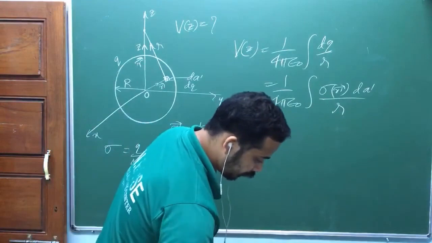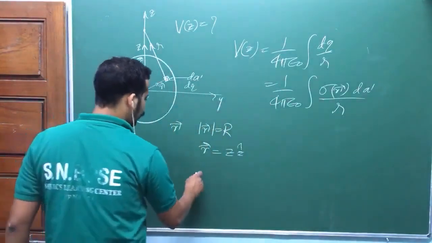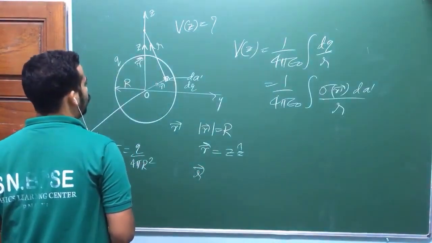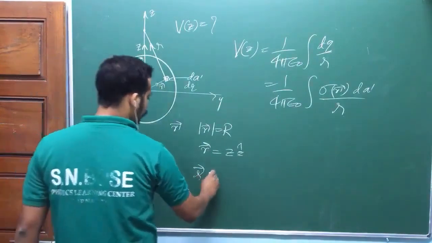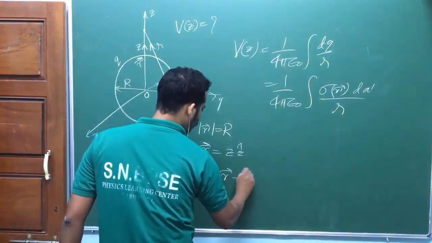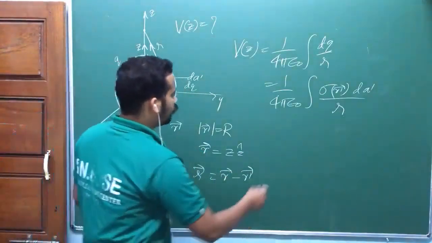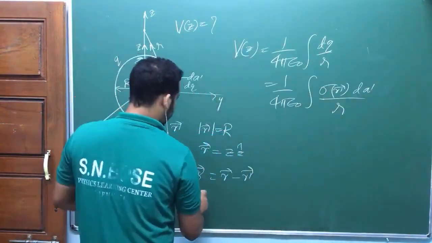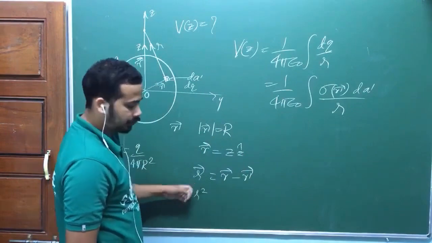So using some vector algebra, can you define italic r? That's equal to r minus r prime. We already know that one, am I right? Now look here. To define this, I need the magnitude of this italic r. That's why let me define the square of this one.